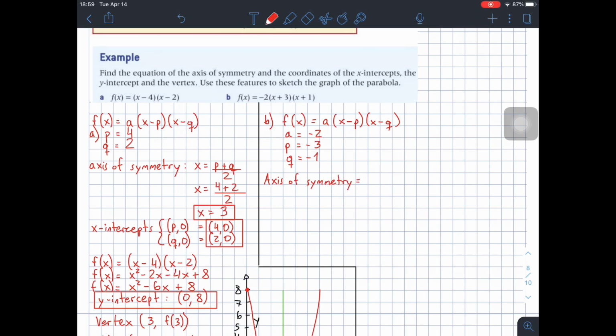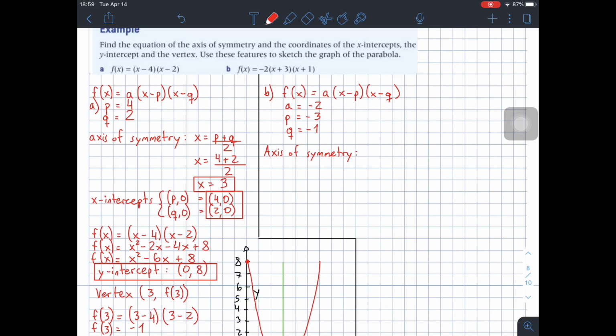If we follow the same process, this is (p + q) divided by 2. I'm going to write it down here. x equals (p + q)/2, (-3 + -1)/2, and this is -4 divided by 2, this is -2. So this is the axis of symmetry. Then we want to find the x-intercepts, which are the roots. Remember, it's (p, 0) and (q, 0). So the x-intercepts are, in this case, (-3, 0) and (-1, 0). These are my two x-intercepts.